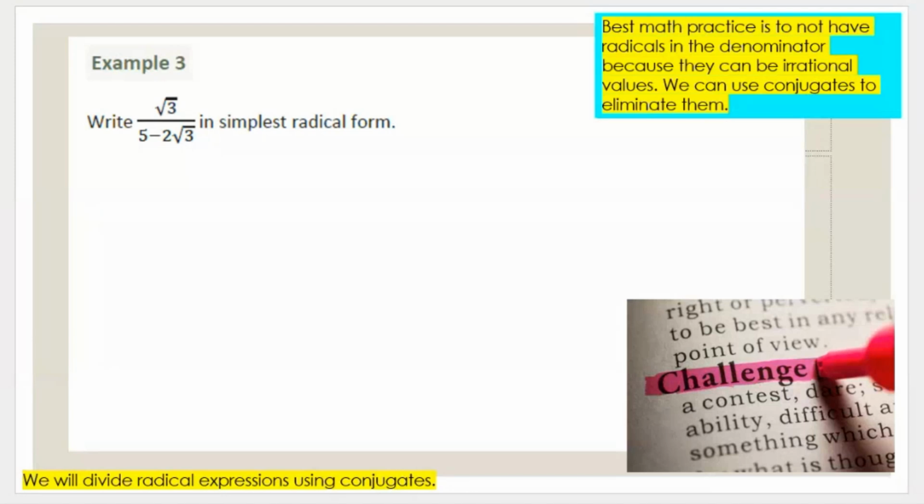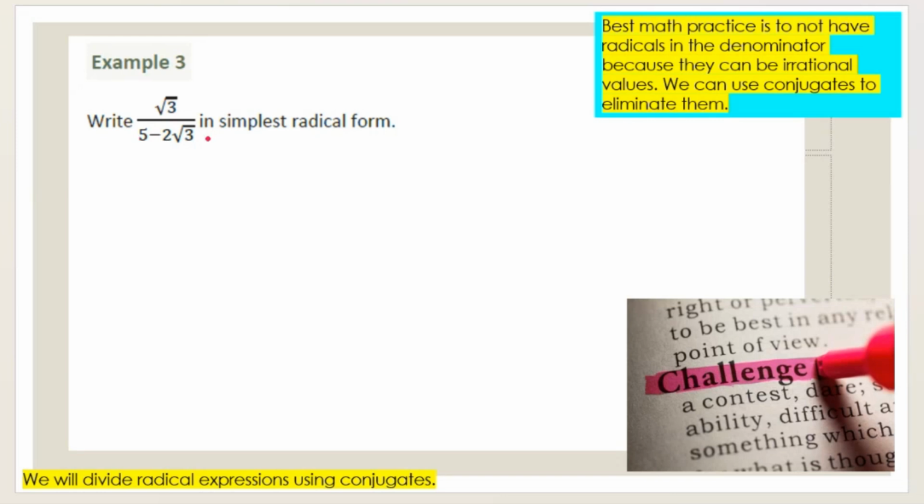In this video, we're going to go over how to divide when there is a radical in the denominator. Best practice in math says we don't like radicals in our denominator, so we need to be able to get rid of it. Well, this is where conjugates come into play.